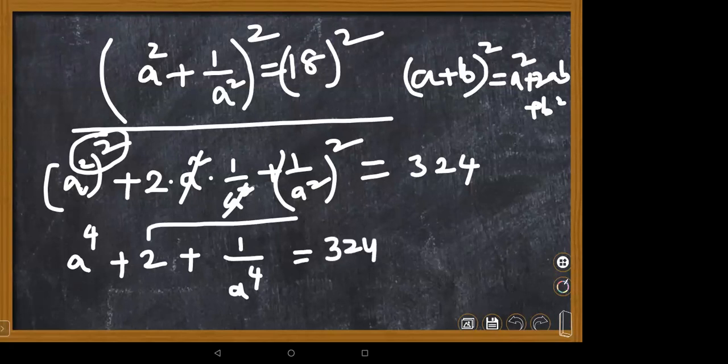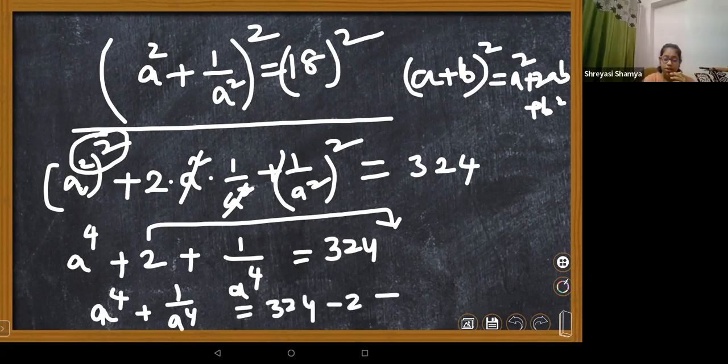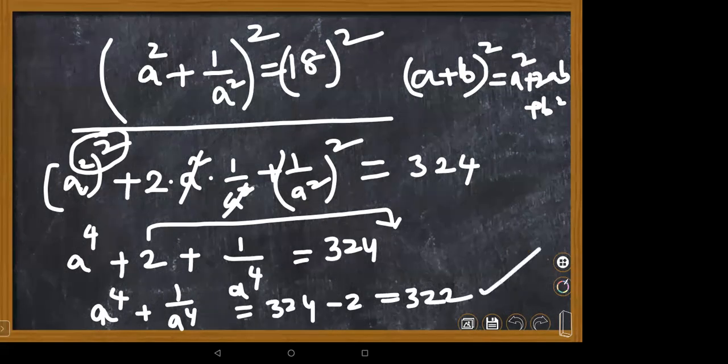Now 322, plus 2 if you forward. It's minus, it is nothing but 322, ma'am. Yes, ma'am. 324 plus 2, 326. Minus 2, 322. Yes, minus, ma'am. From there to there. Okay, that's all. Any doubt over here, please let me know. No, ma'am.